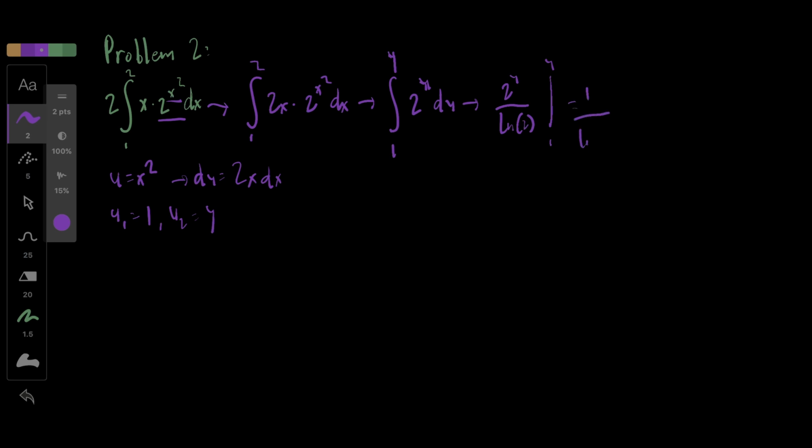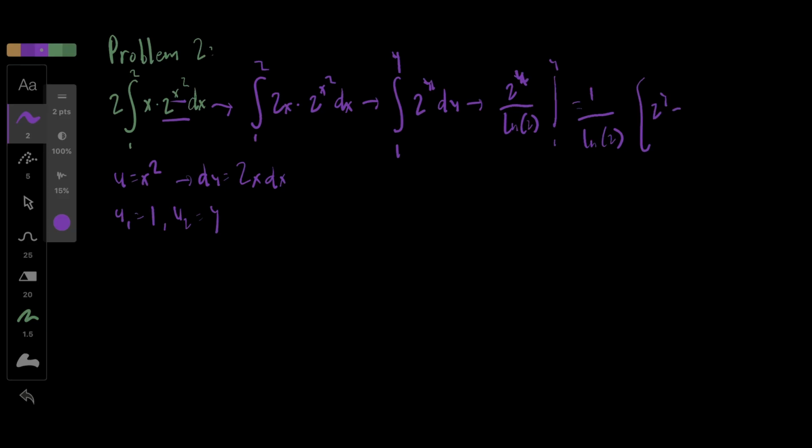So let's put 1 by ln 2 on the outside and substitute 1 and 4 for this. So 2 to the power of 4 minus 2 to the power of 1. Now this becomes 16 minus 2, which is 14. So we get 14 divided by the natural logarithm of 2, and that is our final answer for this problem.